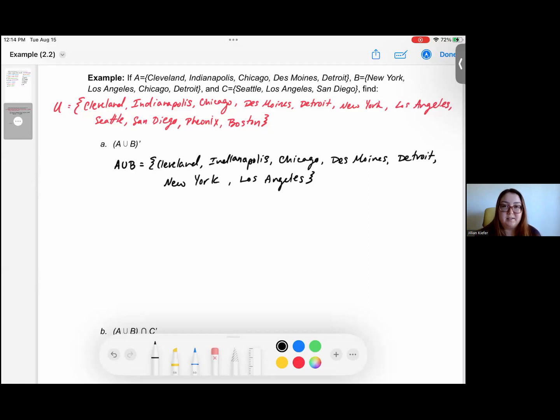A union B complement is going to be everything else except what's in A union B. Everything else in the universal set U, which we said was Cleveland, Indianapolis, Chicago, Des Moines, Detroit, New York, Los Angeles, Seattle, San Diego, Phoenix, Boston. It will have everything except what's in A union B. So let's go over to our universal set and figure out what is in the universal set that's also in A union B. It will be everything else except those. Our very first element in A union B was Cleveland. Well, yep, Cleveland is definitely in the set there.